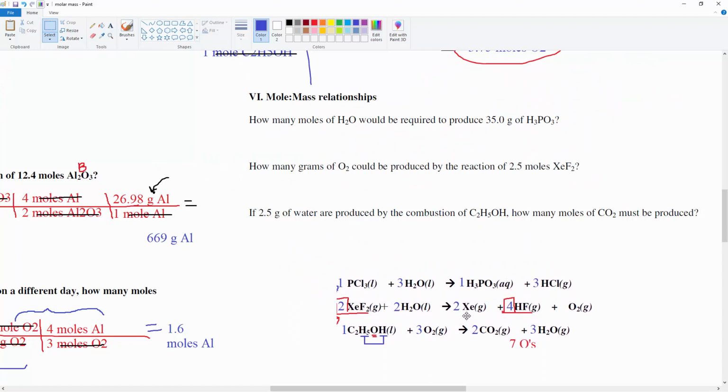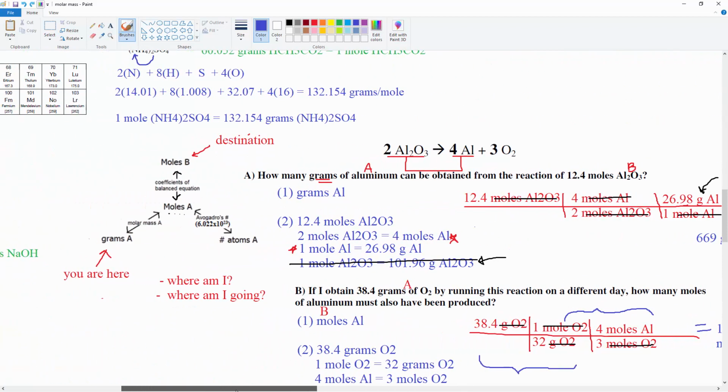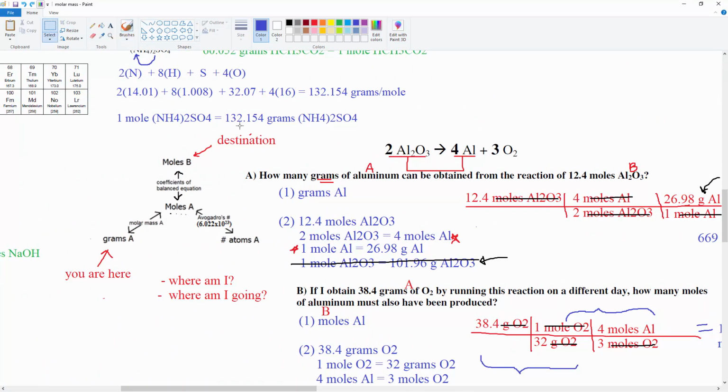Okay, still using these equations for these mole to mass relationships, because again, these questions are meaningless without a reference. So when I say how many moles of water would be required to produce 35 grams of H3PO3, I'm talking about this equation right here that uses water to make H3PO3. Okay, and I want my roadmap still. I like that thing. It's my favorite.